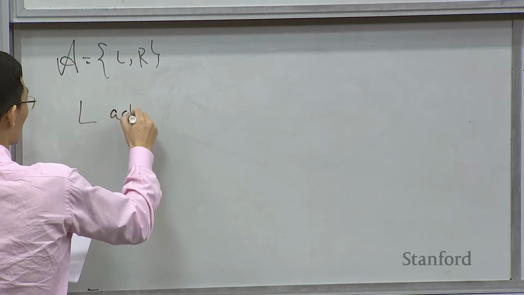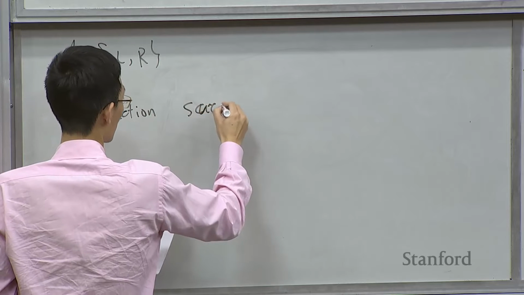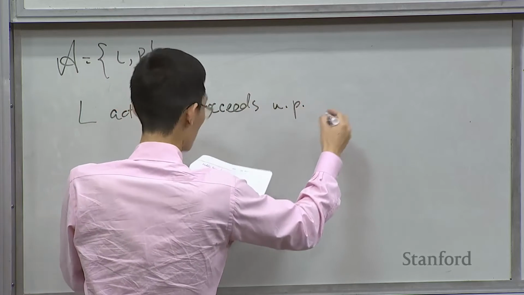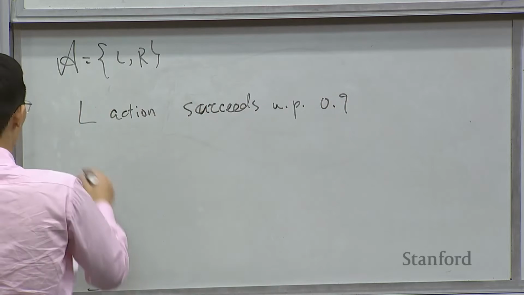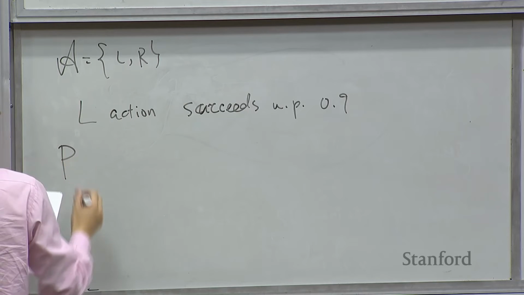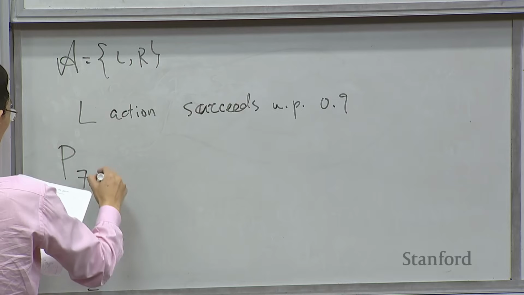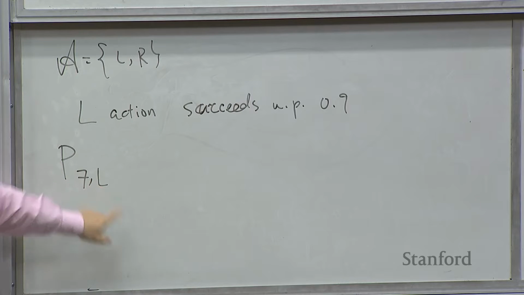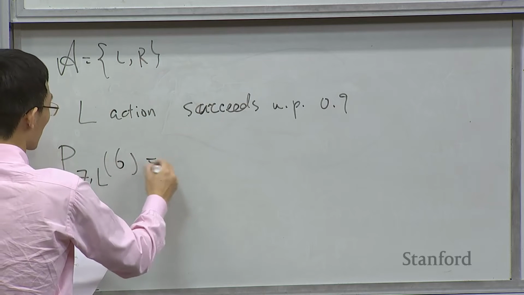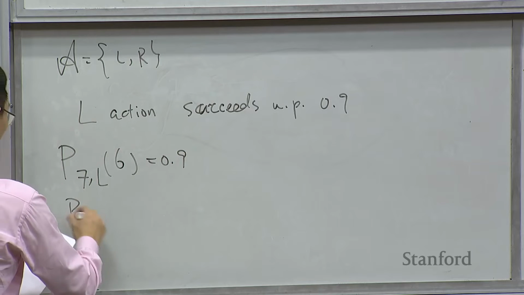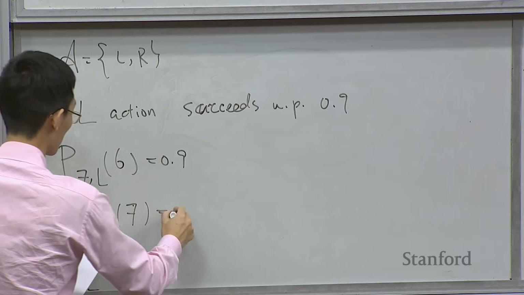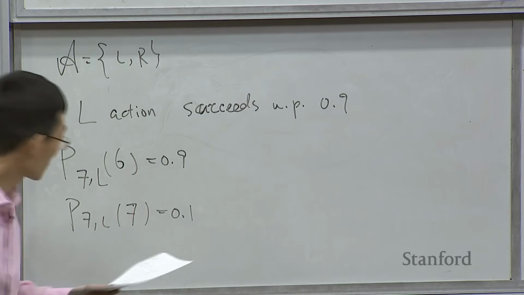Suppose the L action succeeds with probability 0.9. Using this notation, suppose you're at state 7 and you apply the action L, so P_{sa}, where S is the state and L is the action. You ask what's the chance of arriving at some other state. You're at 7 and you try to move left, but it only succeeds with probability 0.9. That means with 0.9 you're going to arrive at 6. And with 0.1 chance you stay at 7. And with 0 chance you're going to arrive at any other places.